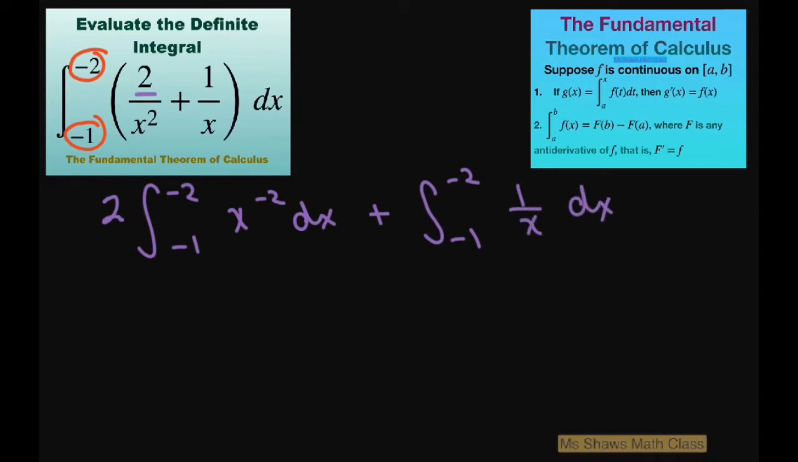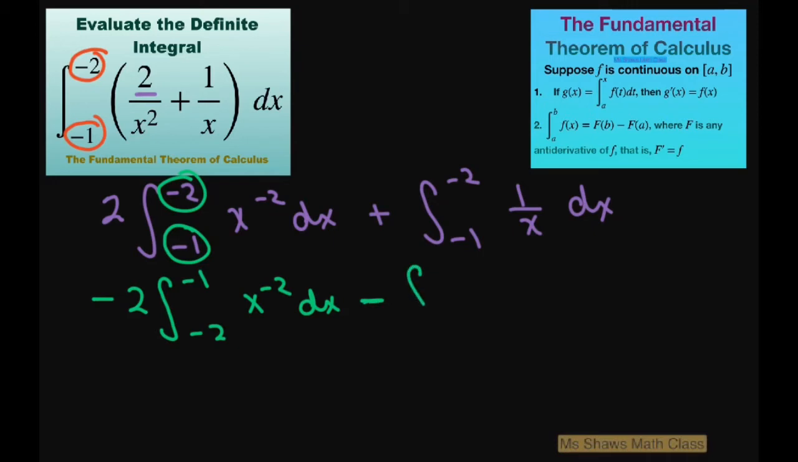Alright, now that we have that, we can change our limits. And the way you change your limits is if you want to flip them around, you have to change the sign in front. So I can write this as -2, and I'm going to put my larger number, -1, and then my smaller number here. And then do the same thing for this one. So instead of a plus, it's going to be minus. Then we write -1 for the upper limit, -2 for the lower limit of 1 divided by x dx.